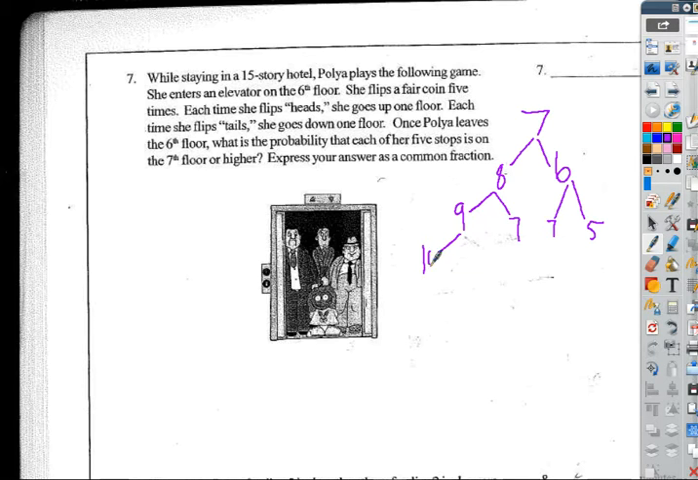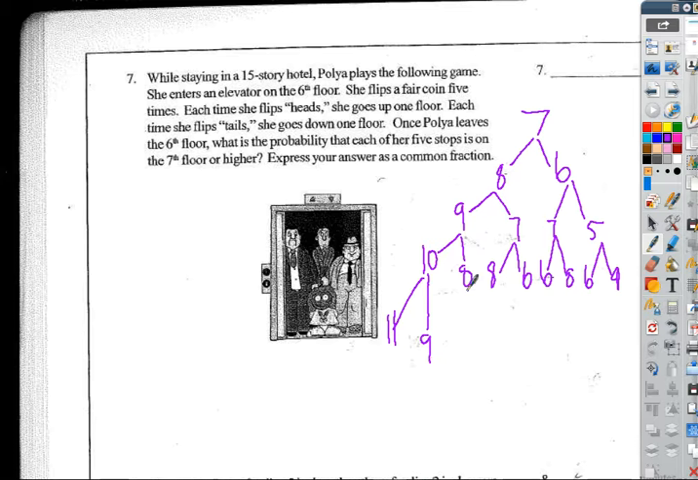So if it goes up, that's the equivalent to it being a head, and if it goes down, it's equivalent to it being a tail. We're only drawing out half of the counting tree because we know that if she gets tails on her first coin, she will go down to the 5th floor immediately, and that would not fit the necessary requirements for the problem, which says she must stay on the 7th floor or higher for her entire trip.